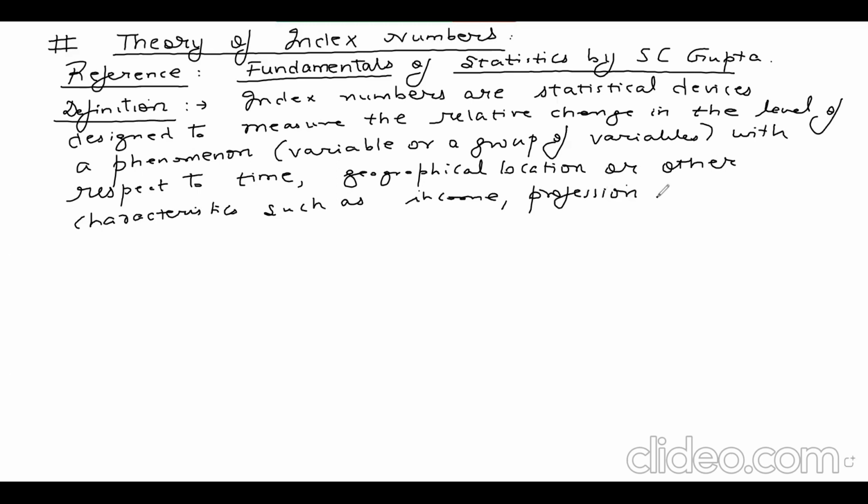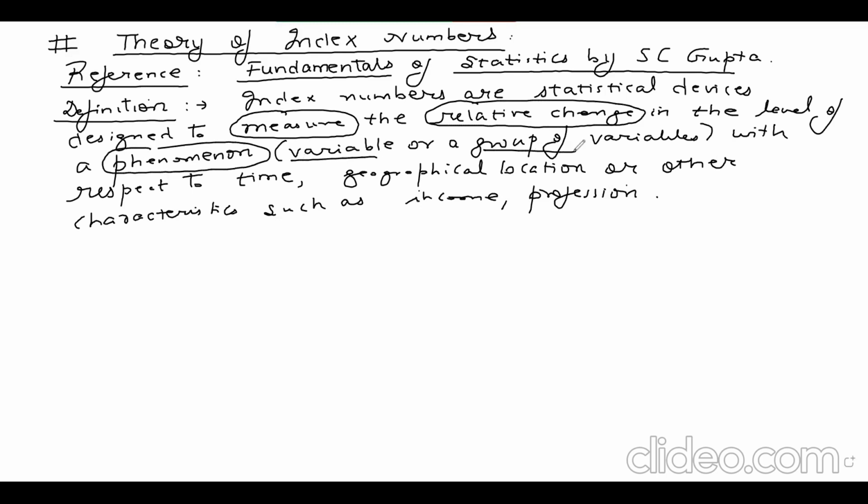So when we talk about index numbers, what are index numbers going to measure? Index numbers are going to measure the relative change in the level of a phenomena. The phenomena can be variables or a group of variables. And this relative change can be measured either with respect to time, or with respect to a geographical location, or with respect to certain characteristics like income or profession.